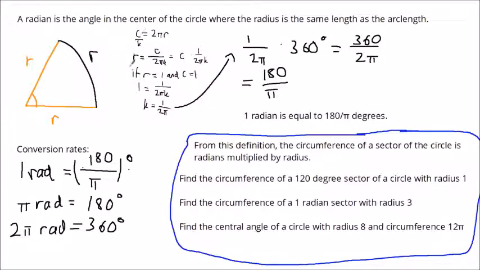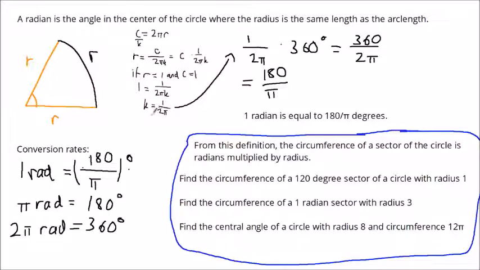We go through this. We have r is equal to c over 2 pi k, right? If r equals 1 and c equals 1, which is what we're looking for, then you have 1 equals 1 over 2 pi k. So k is equal to 1 over 2 pi.